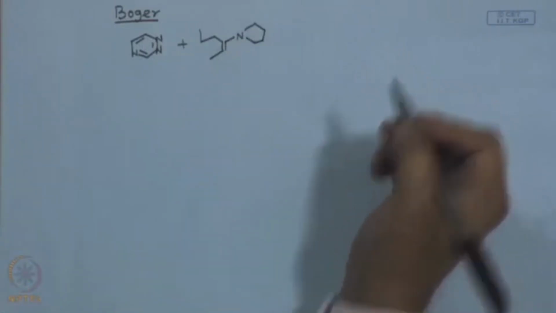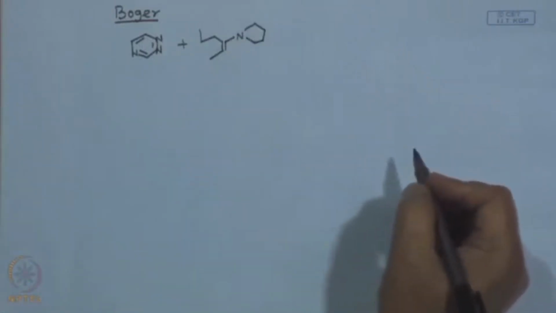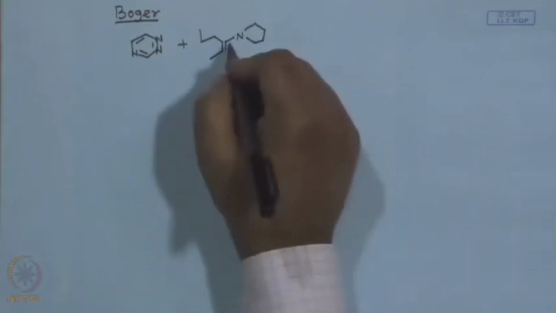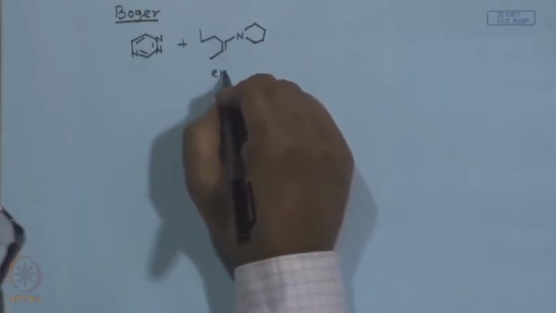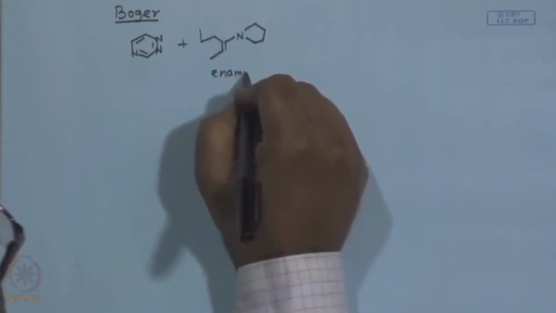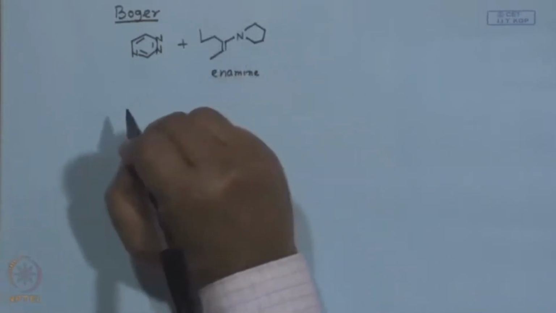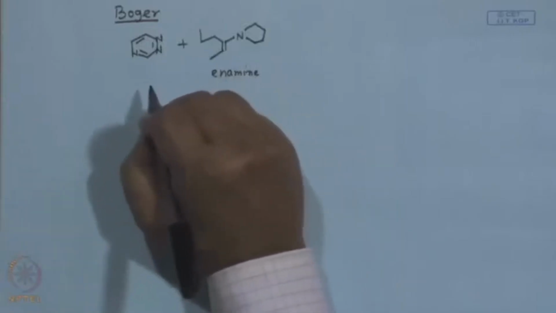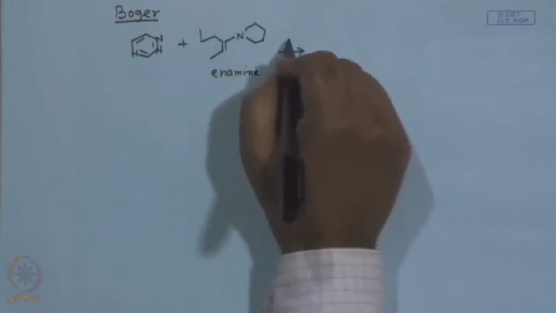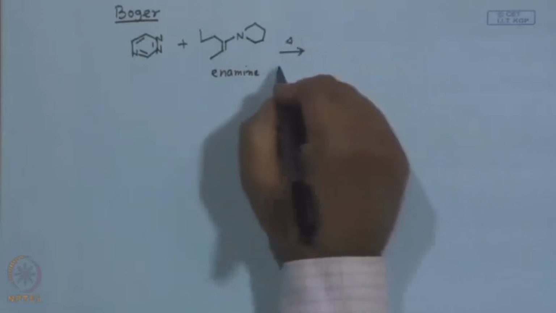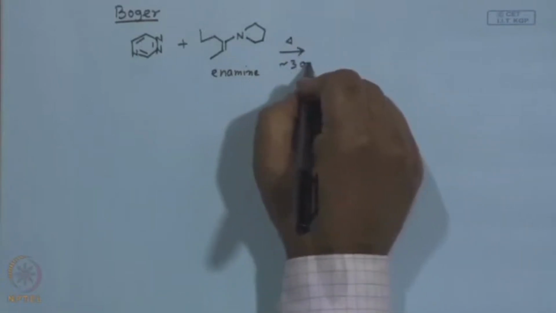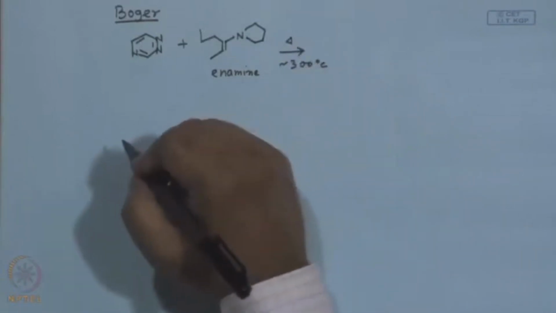So, what is this? By looking at it, we can say it is an enamine. So, enamine, that means an enamine double bond. So, it is an example. The enamine double bond also participates in a Diels-Alder reaction, provided the reactivity nicely matches. A little high temperature is required. If I recall, the reaction takes place at around 300 degrees centigrade.